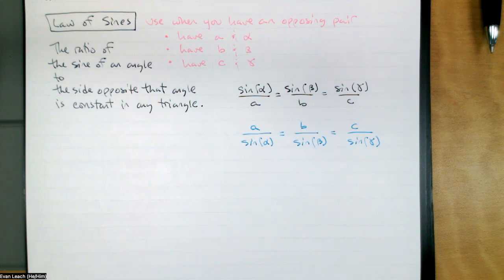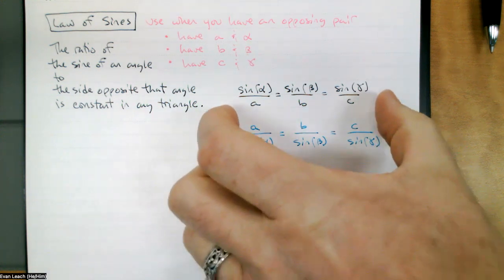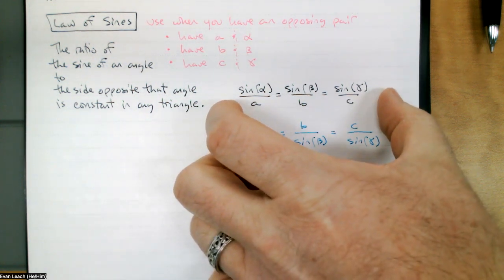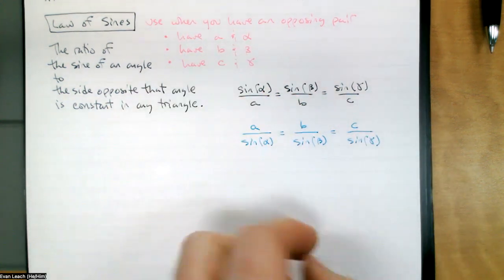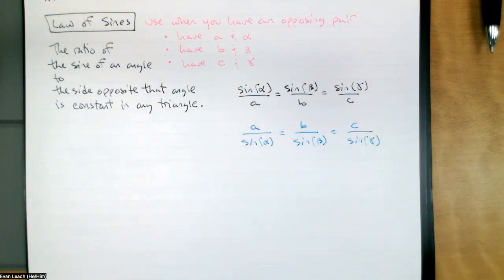We can't use the law of sines, for example, in the law of cosines case. If all we have is side A, side B, and side C, I don't have enough information for the law of sines. I don't have an opposing pair. I've got the three sides, but I've got no way to equate those things. So this completes our discussion of when to use the law of sines versus the law of cosines.